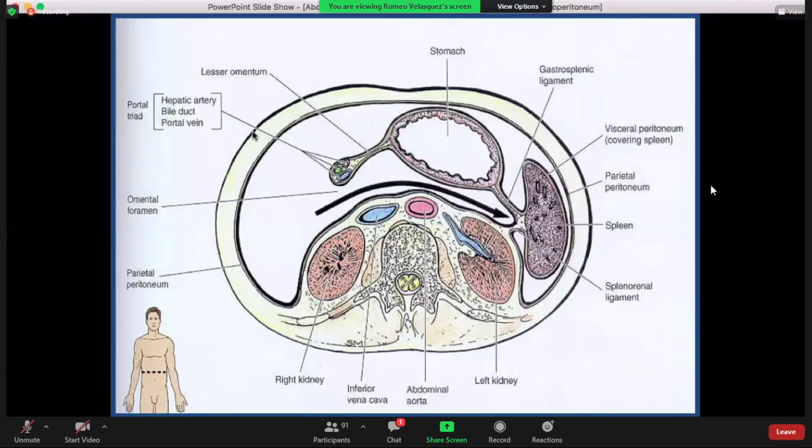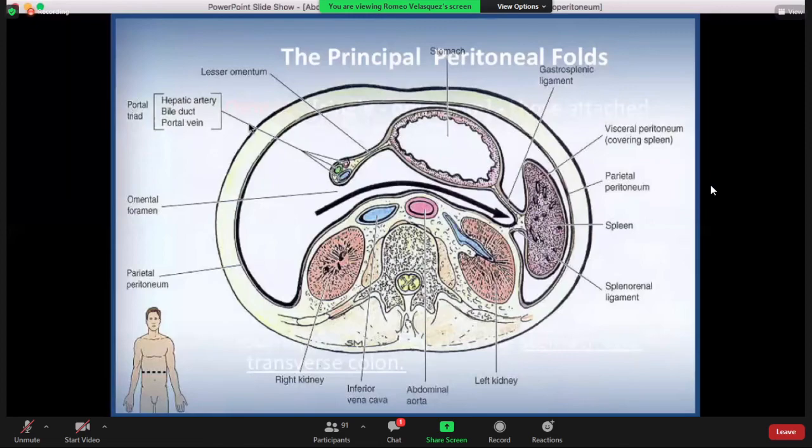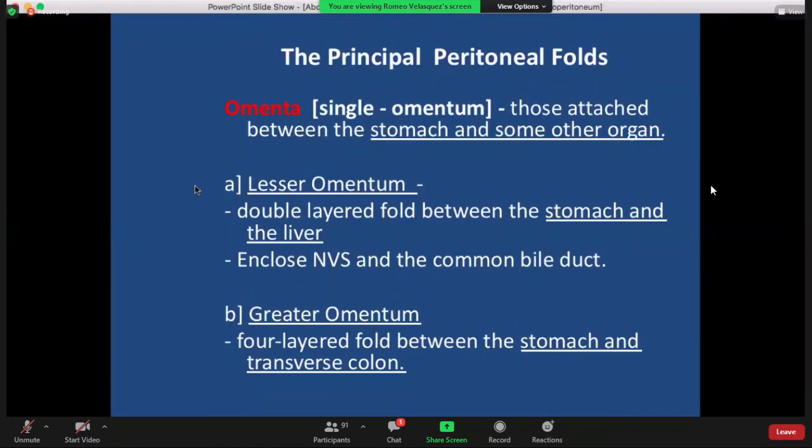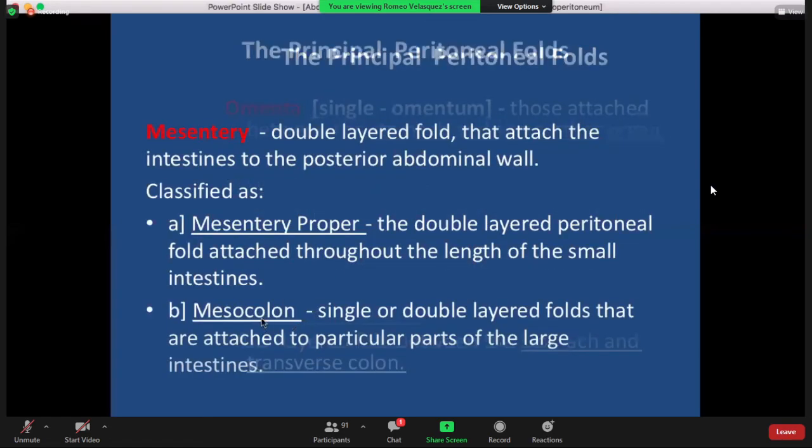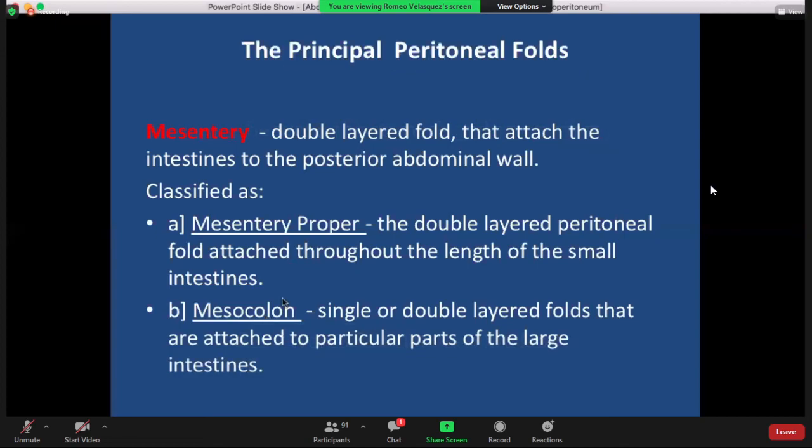Okay, more definitions. You've seen the lesser sac and greater sac. Now this is lesser omentum and greater omentum. And the mesentery contains obviously the blood supply to the intestines. In the case of the colon, it's called mesocolon. Mesentery proper for the small intestines and mesocolon for the large bowel.